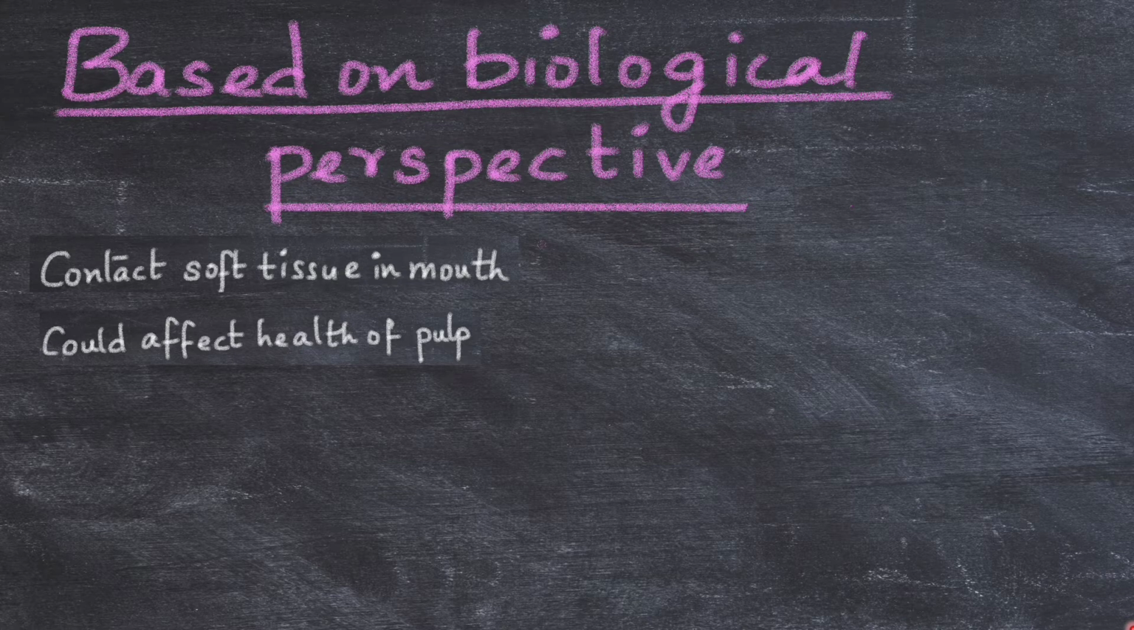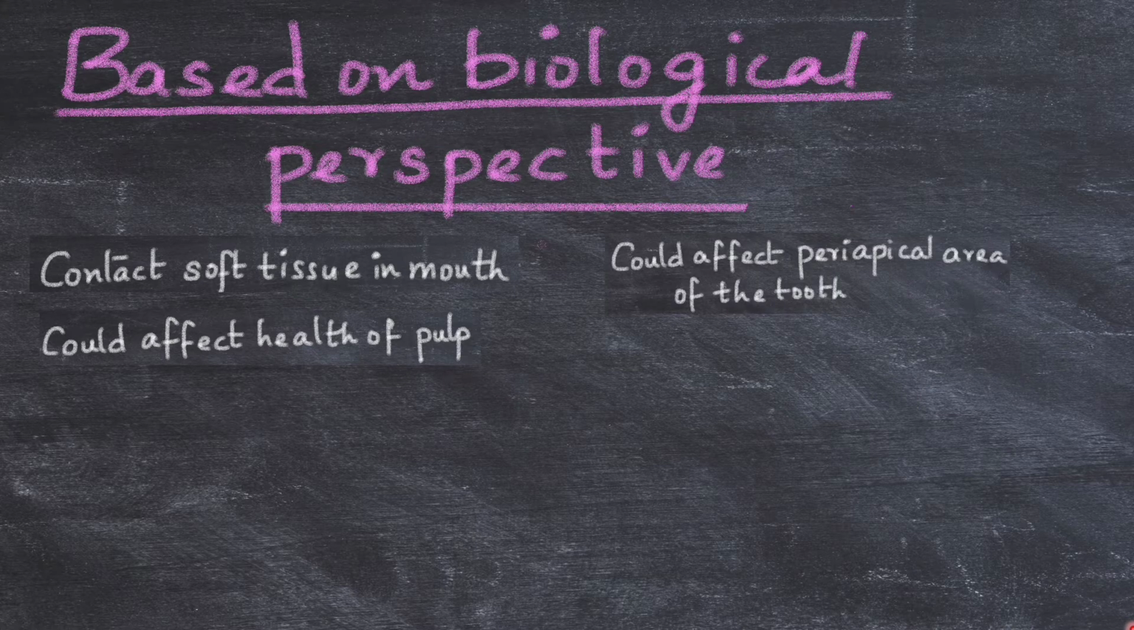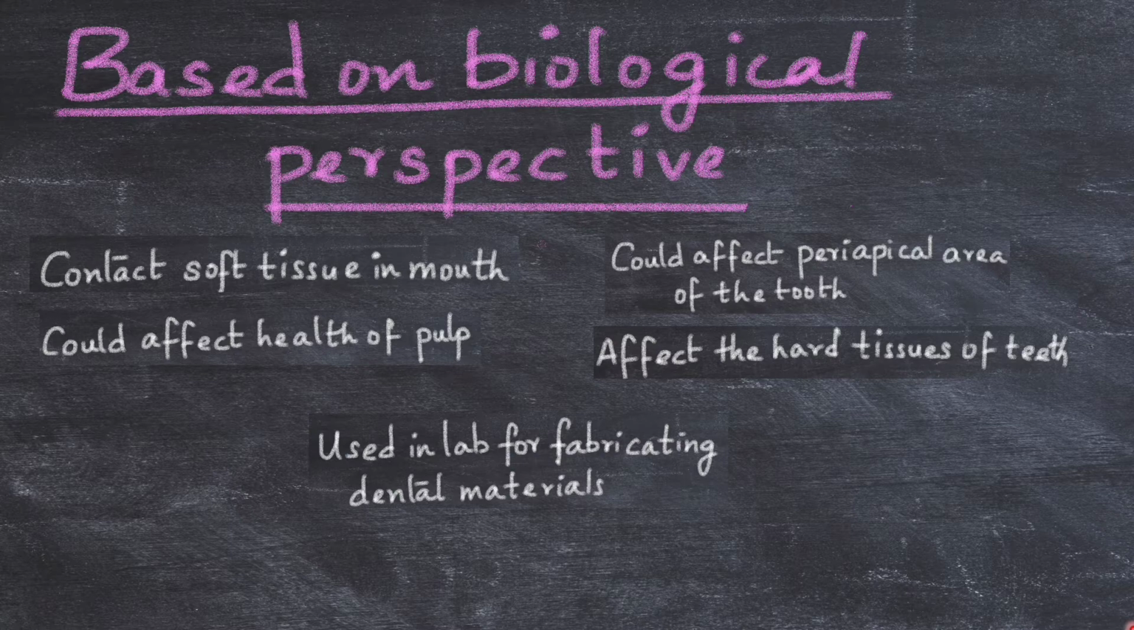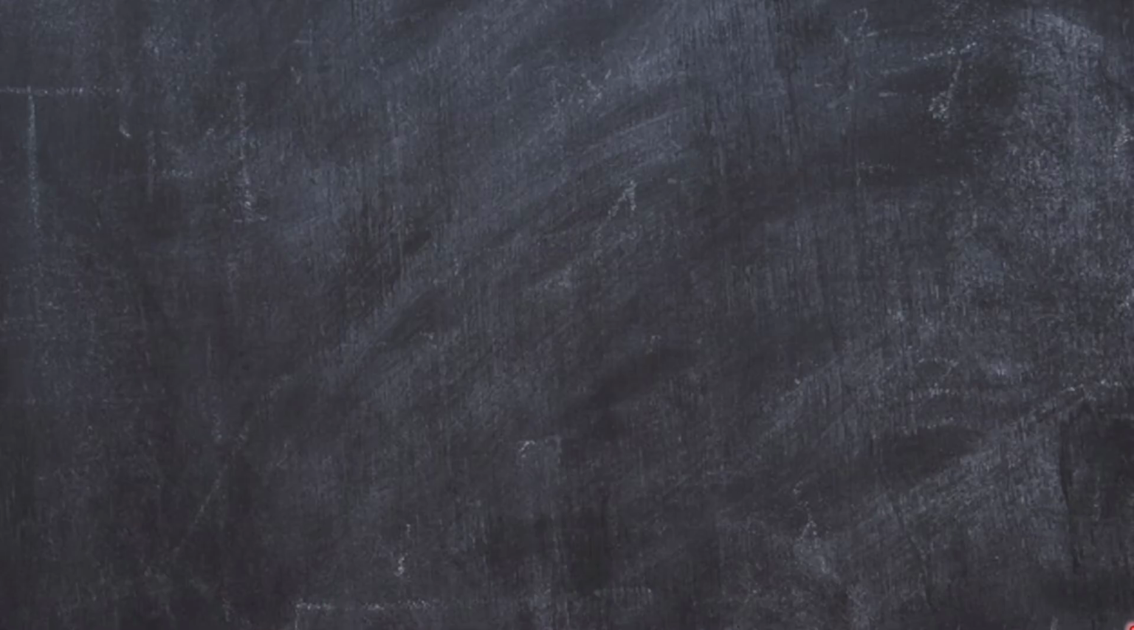Then those which could affect the periapical area, mainly the root canal medicaments, obturant material, all those things which are used in a root canal therapy. Then those which could affect the hard tissues of the tooth, like restorative materials. Then those which are used in the dental lab for fabricating dental materials like ceramic or your alloys in the cast partial denture. So I told you there are some problems. So what can be these problems? I'll give you a few examples to just orient you straight to the topic.